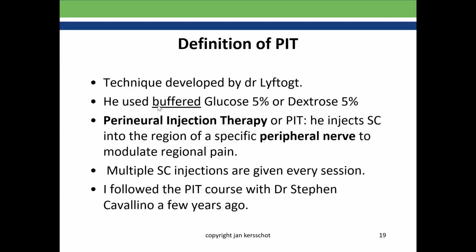He also uses a buffered glucose or dextrose. I had him on the phone like 20 years ago, and he said, yes, we try to make the pH around 7.4, because that is less irritating. After a while, he started to use the injections close to peripheral nerves, and he called it PIT, or perineural injection therapy. And I followed that course in Greece a few years ago.